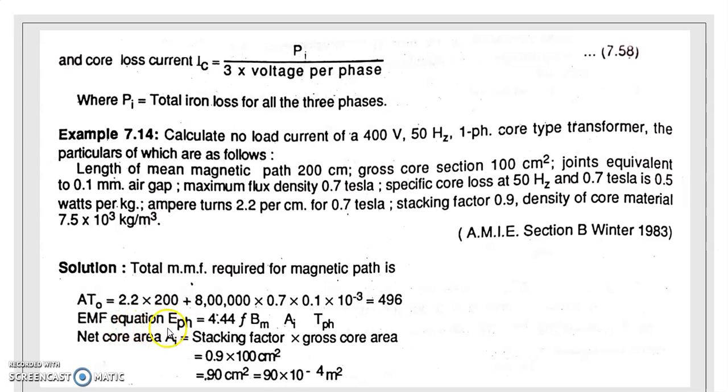Now we have the EMF equation 4.44 F BM AI TPH. To calculate the magnetizing component IM, we have to calculate the number of turns. So from this basic EMF equation of the transformer, we have to calculate the number of turns per phase. First of all, we have to calculate AI. AI is nothing but the net core area, that is stacking factor into gross core area. We have stacking factor 0.9 and gross core area 100 centimeter square, so we will get 90 centimeter square. We have to convert it into meter square, that is 90 into 10⁻⁴ meter square.